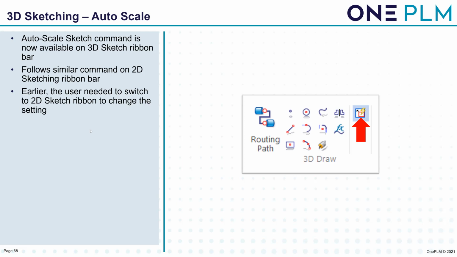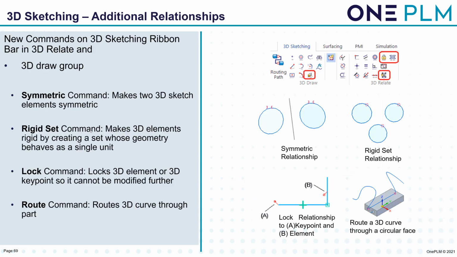3D Sketch, we've now got Auto Scale Sketch. Those that have used it for a couple of years will remember Auto Scale Sketch coming in 2020. So it's now available on the 3D Sketch ribbon. Similar to the 3D Sketch earlier, we need to switch to the 2D Sketch ribbon to change the setting of turning this on and off. So now it's in the 3D Sketch.